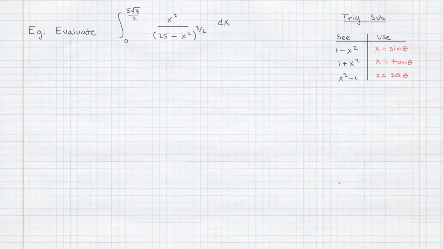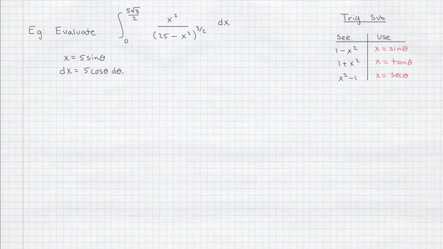I'm going to calculate this integral. It's a definite integral. It has a bit of a funny upper limit of integration there, 5 square root of 3 over 2, but whatever. So I see an expression of the form 25 minus x squared. That makes me think that I want to use x equals 5 sine theta, because then when I plug that in, I'll get something like 25 minus 25 sine squared, and maybe I can turn that into a cosine or something. So then I get dx equals 5 cos theta d theta.